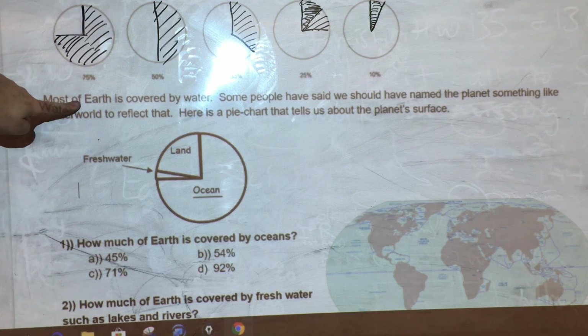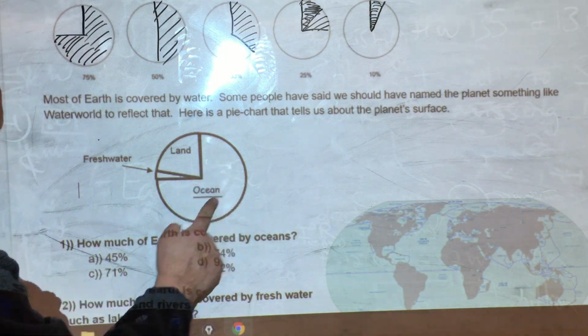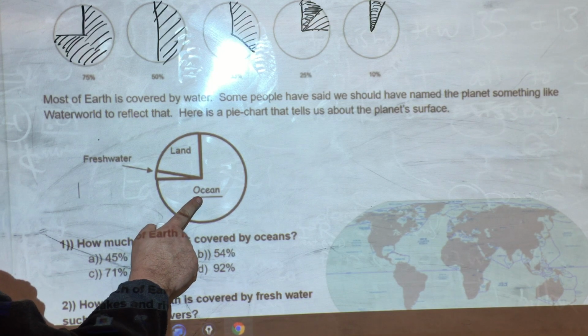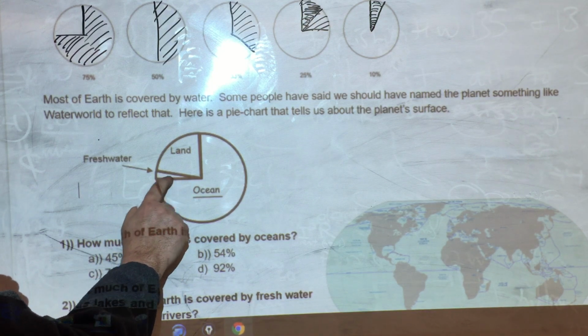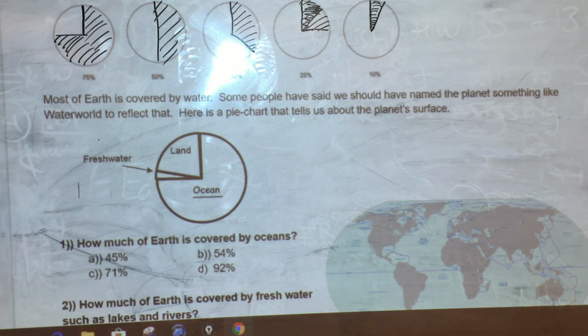Most of Earth is covered by water. Some people have said that we should have named the planet something like Waterworld to reflect that. Here's a pie chart that tells us about the planet's surface. So here we have the ocean is this much of it. That's the salt water. And then we have fresh water as this little sliver. And then the remainder is land.